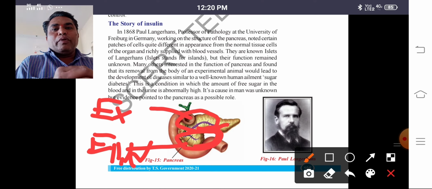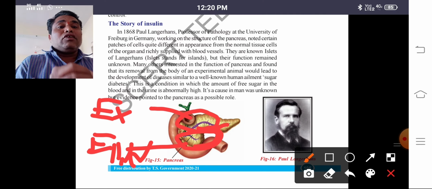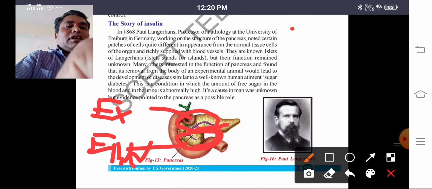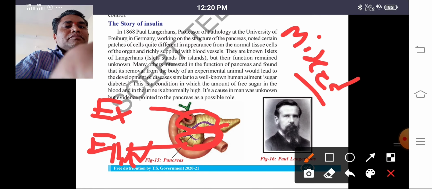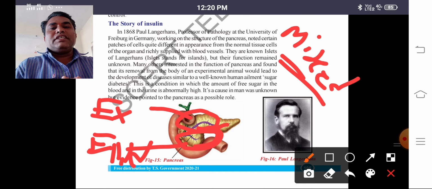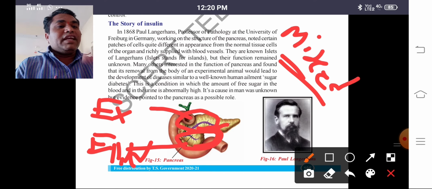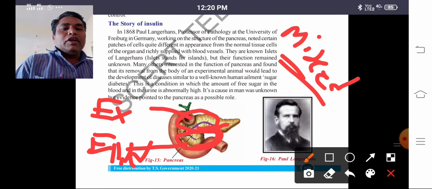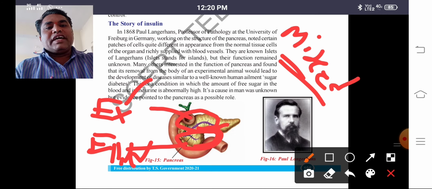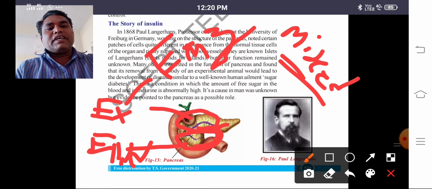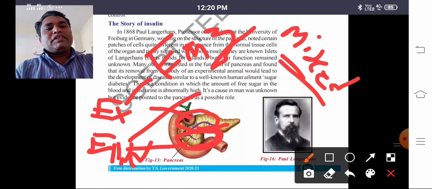Because of having two parts, the pancreas is called a mixed gland. In general knowledge this is very important. Why is the pancreas called a mixed gland? Because it has two parts, exocrine and endocrine. The exocrine part secretes enzymes, whereas the endocrine part secretes hormones.